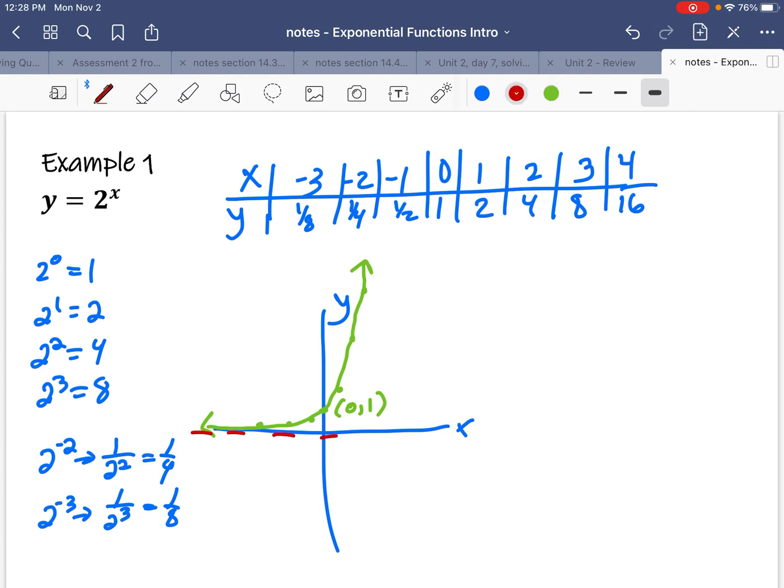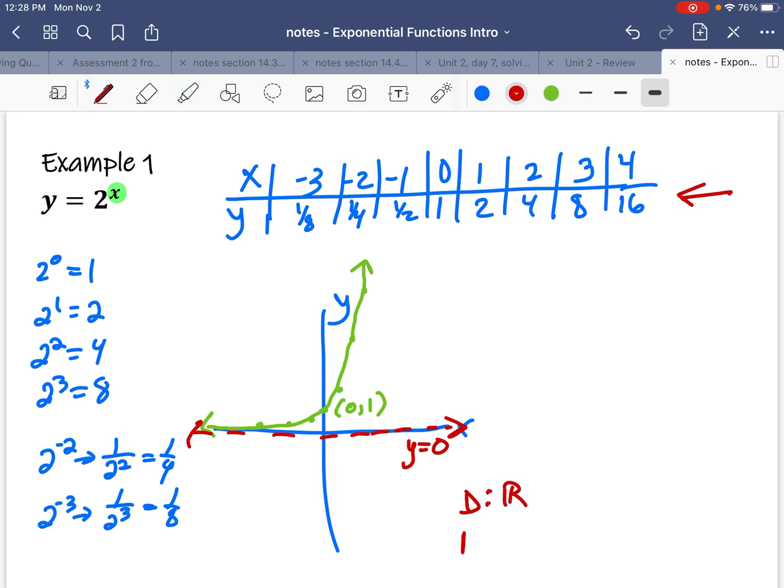There's a horizontal asymptote right here, because look at these answers that you have up here. None of them are negative. None of them are 0 or below 0. So your horizontal asymptote is y equals 0. So your domain is all real numbers, because you can put anything you want up in an exponent. So anything could go right here for this exponent.